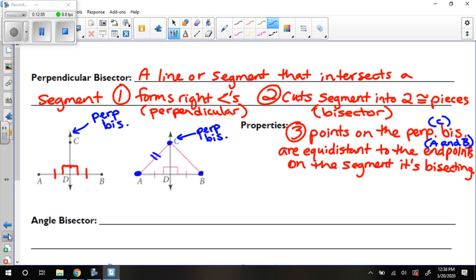So I can say this segment here is congruent to this segment here. Okay. So what I'll say down below my property is that AC is congruent to BC. So the distance from the end point to the perpendicular bisector point is equal to the other end point to the perpendicular bisector point. So this picture specifically goes with this property.